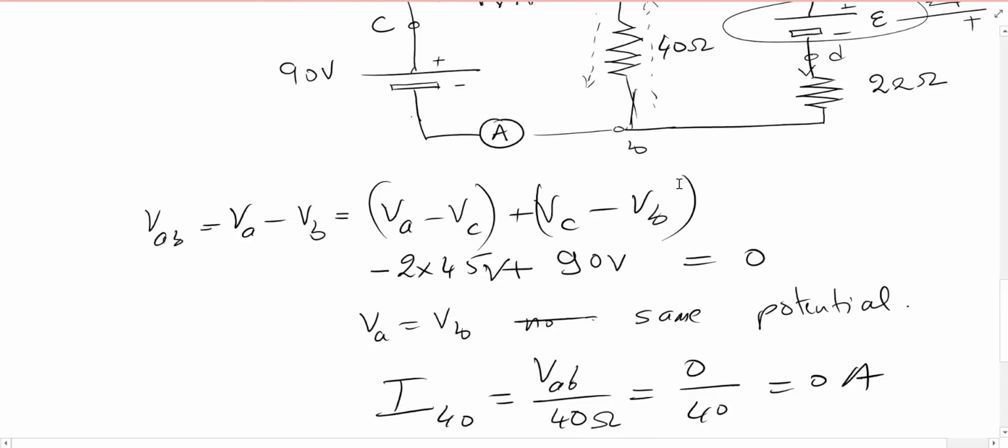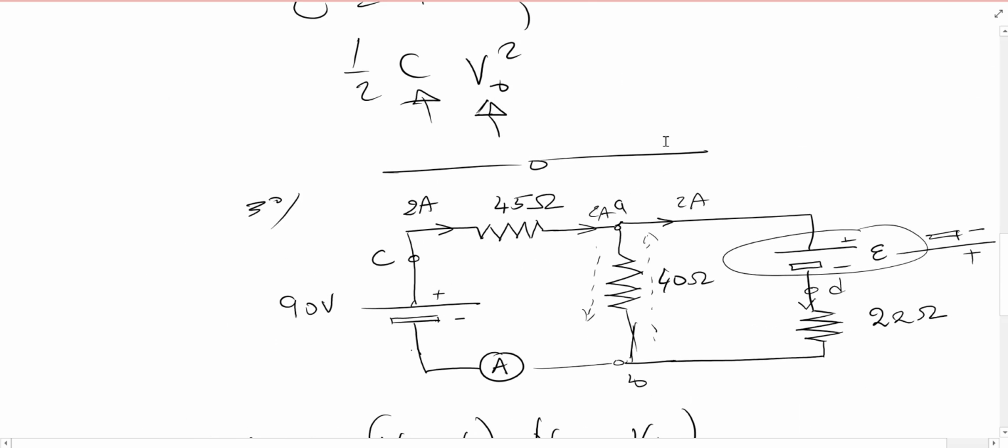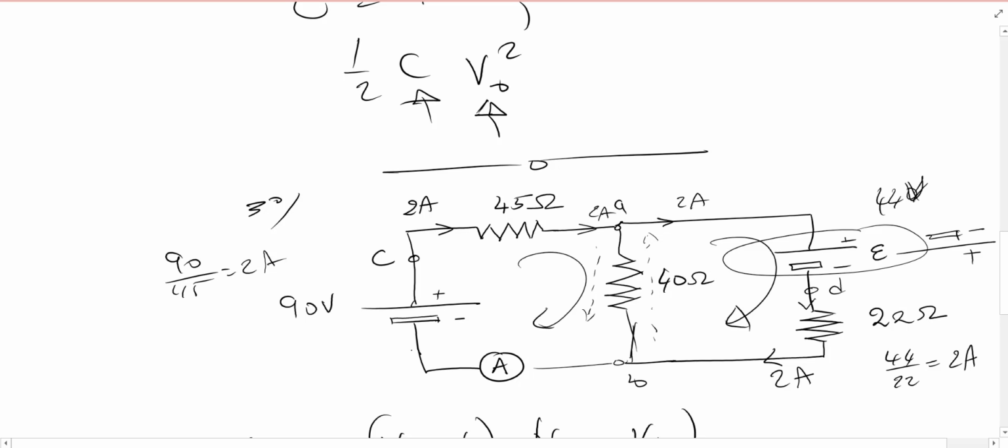So what's going on in this whole circuit? This is the story then. This EMF, which is 44 volts, is pushing a current equal to 44 divided by 22, which is 2 amps. It's pushing a current of 2 amps this way. This EMF of 90 volts is pushing a current which is 90 over 45, which is also 2 amps, and it's also going this way.